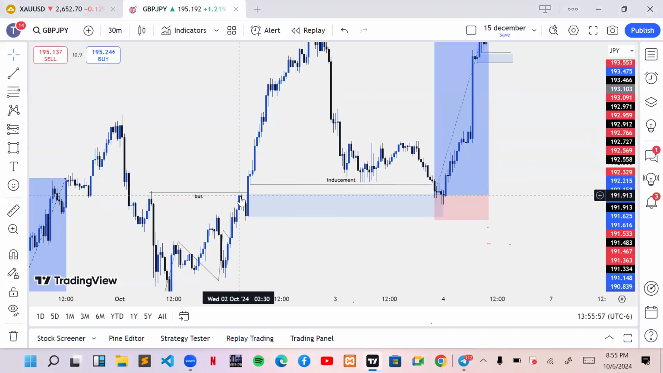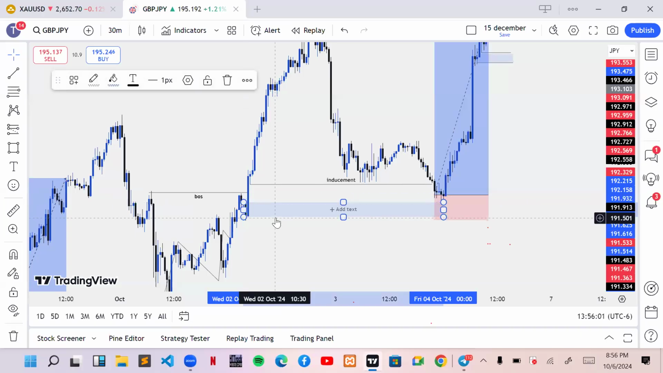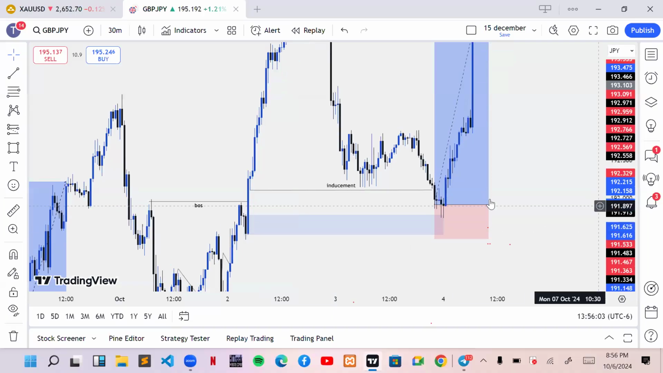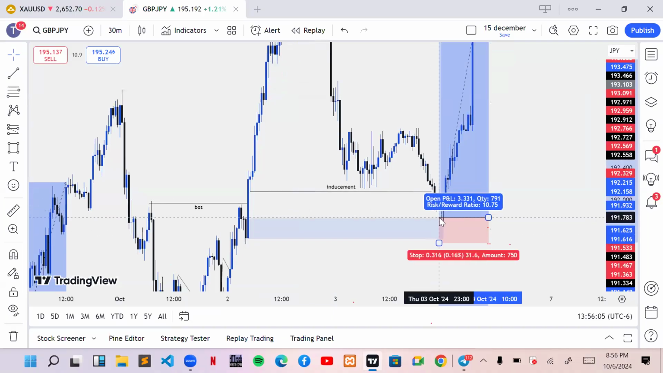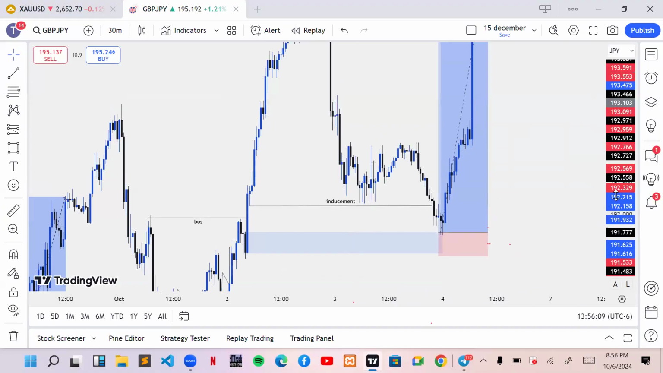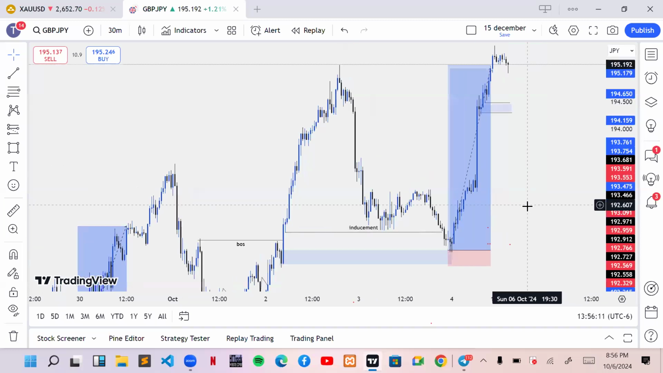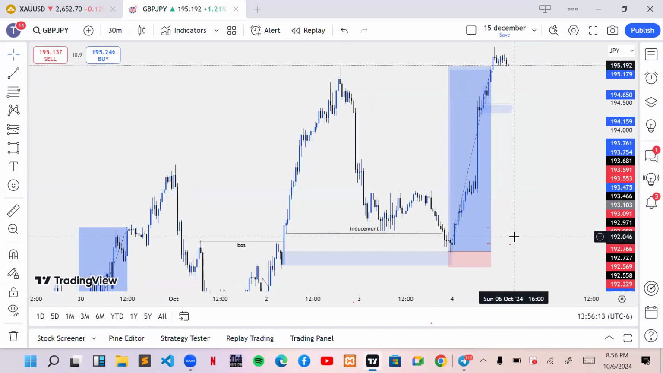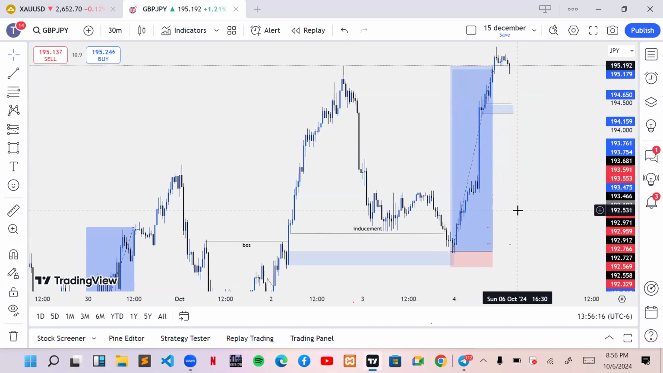Now, I used my breaker block, but in this case, let me just use the other block because it's the only other block that I've taught you guys. So this was the other block right here. I will wait for price to now come in and trigger that other block. And after the market triggers that other block, it continues buying. This was also during NFP news.